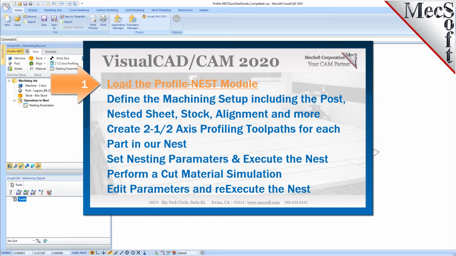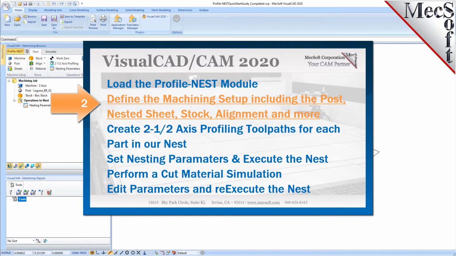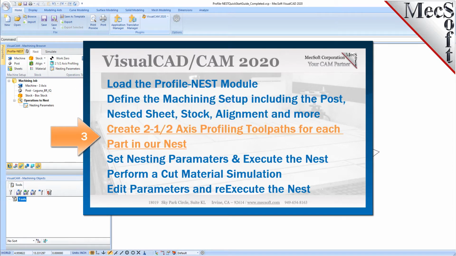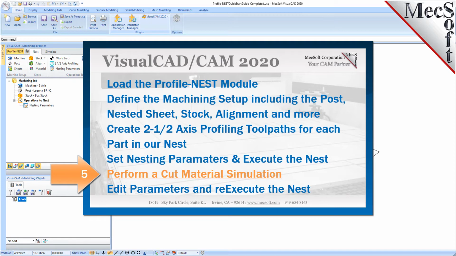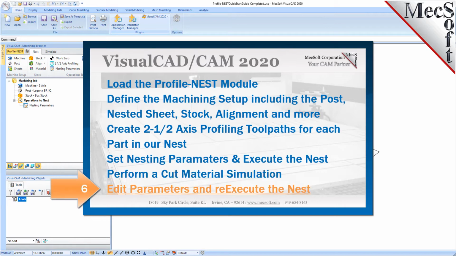First, we're going to load the Profile Nest module. We will define the machine setup, including the post, nested sheet stock, alignment, and more. And we'll also create our 2.5 axis profiling toolpaths for each of the parts that we want in our nest. We will then set nesting parameters and execute the nest. We will perform a complete cut material simulation of the parts in our nest as well as the nested sheets, and we'll perform some editing. We'll adjust some parameters and re-execute the nest.